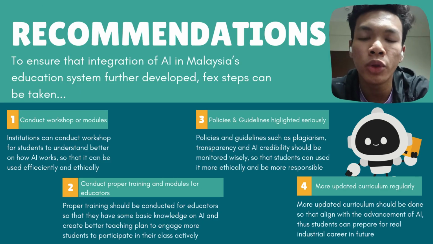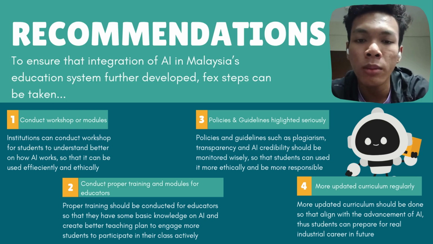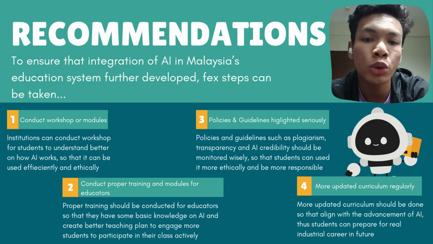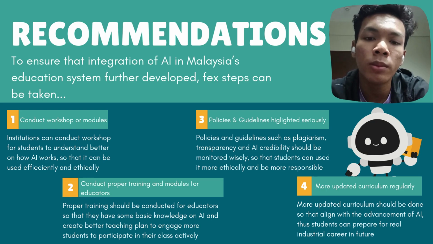Alright, so the next part will be the recommendations. Institutions can conduct workshops for students to understand better how AI works so that it can be used efficiently and effectively. Next, proper training should be conducted for educators so that they have basic knowledge of AI and can equip a better teaching plan to engage more students to participate actively in class. Moreover, policies and guidelines on plagiarism, transparency and AI credibility should also be monitored wisely so that students can use AI more ethically and responsibly. Last but not least, a more updated curriculum should be developed to align with the advancements of AI, so students can prepare for real industrial careers in future.